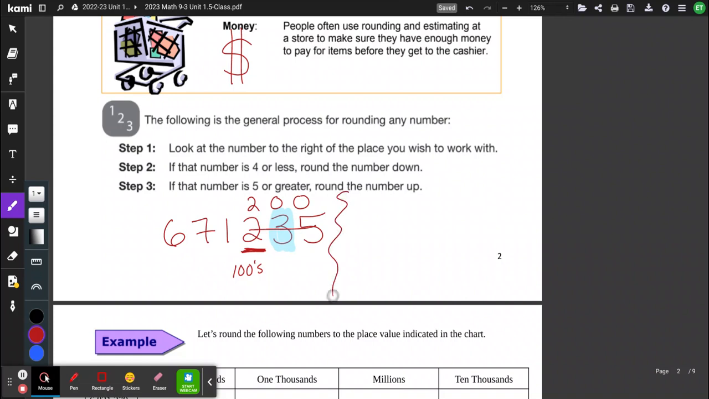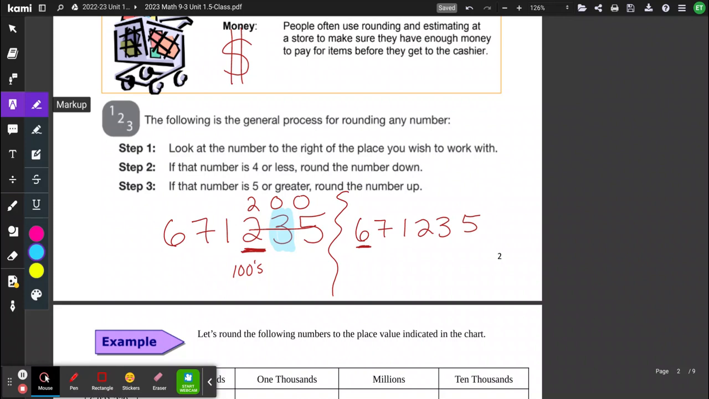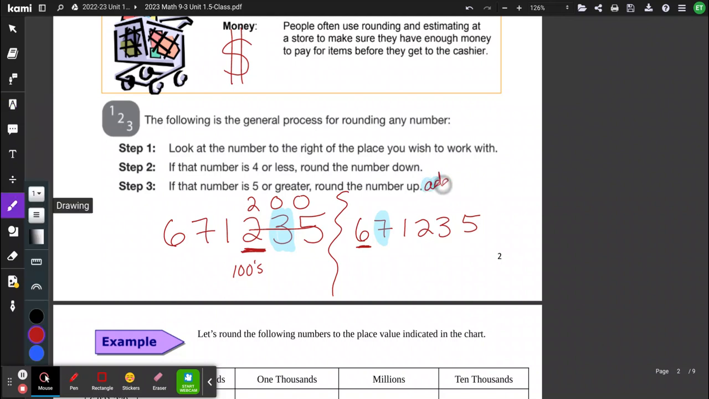Now, let's say I've got that same number, 6, 7, 1, 2, 3, 5, and I want to round the 6. Well, I'm going to now look at the 7. You look at the number directly right after it. So what does that 7 tell us? Well, it's 5 or bigger. So that means I round up. By rounding up, we add 1. So we go plus 1 to the number that we are rounding.